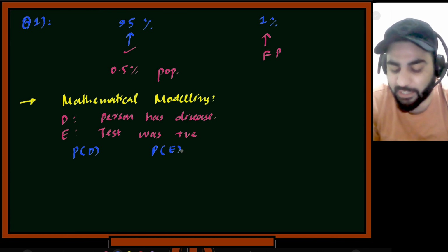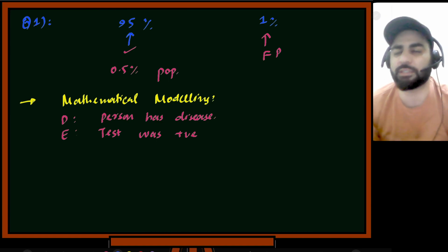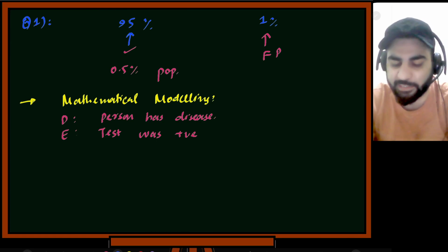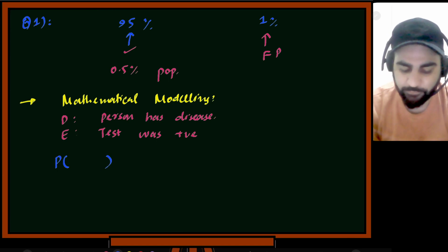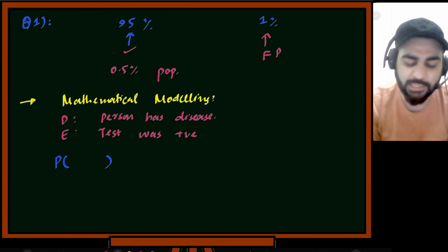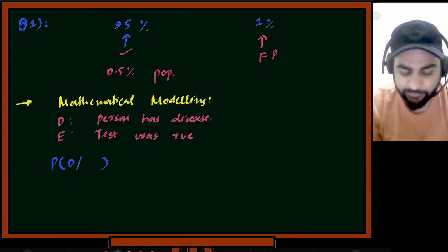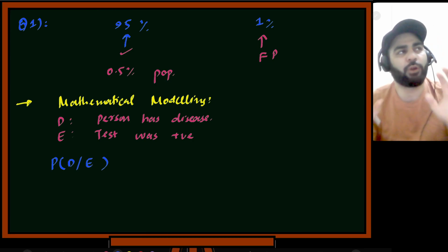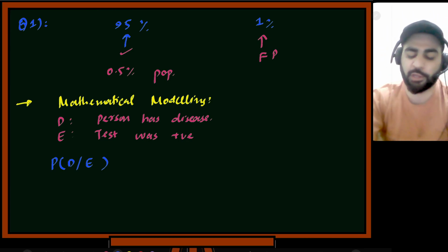Now, what does the question ask us? The question is asking us, if the person is tested positive, what is the probability that he actually has the disease? So what should I write? Probability of D given E. Now we have brought this problem into mathematical modeling. Now you can use the rules. From this you know the rules.